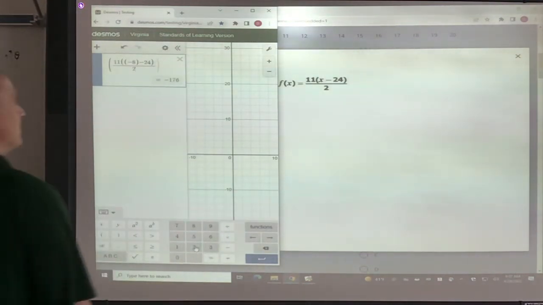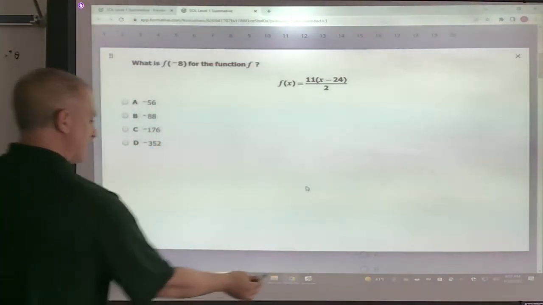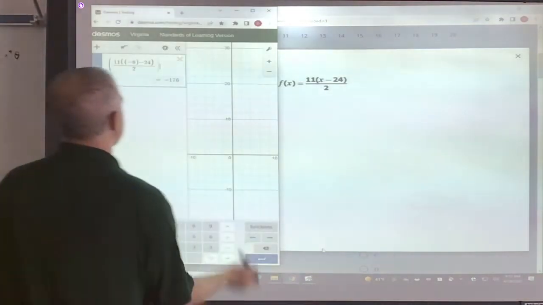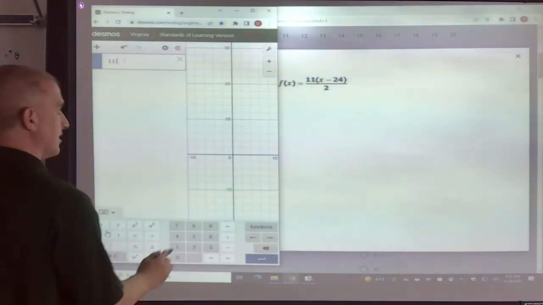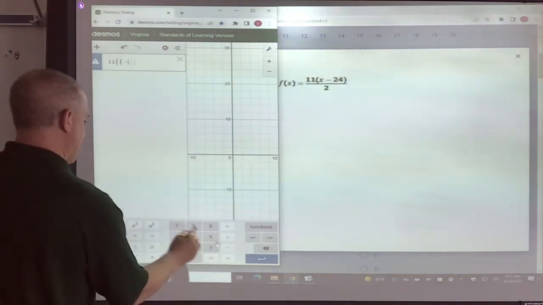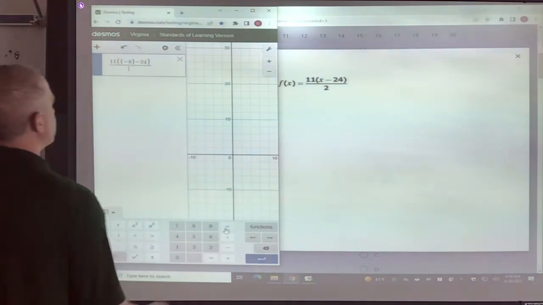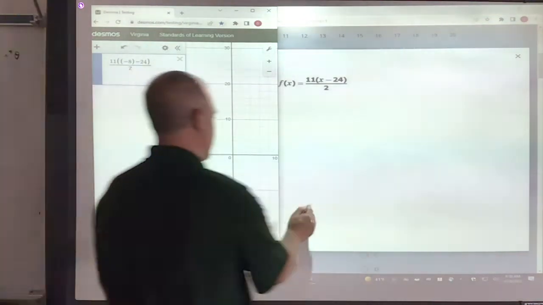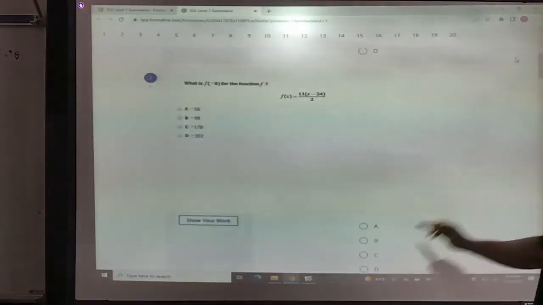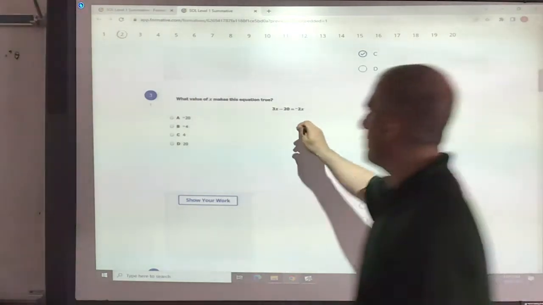All right, tells me -176, which is C. Okay, you may get away with just doing 11 parentheses and then putting the -8 inside, minus 24, closing it and hitting division. Yep, that ends up working too. All right, so you got to play around with that till you get -176, which would be answer C. Okay, moving on to this one.